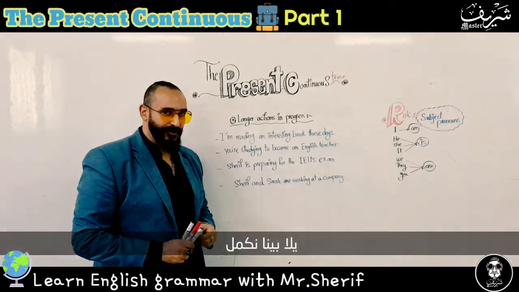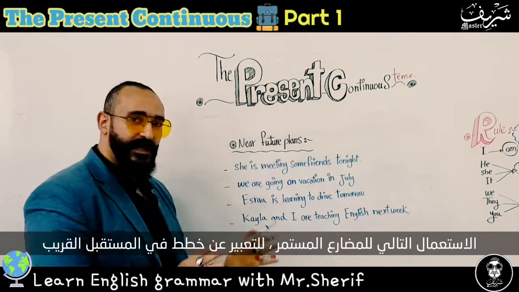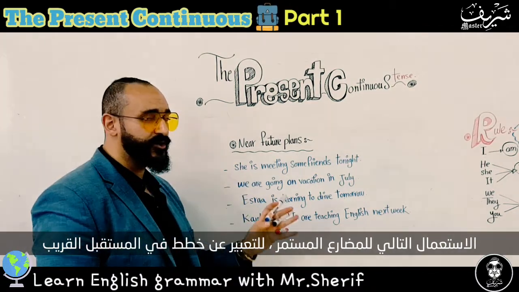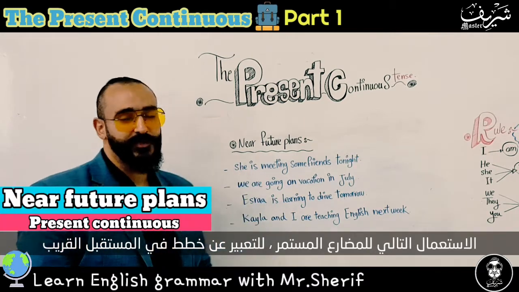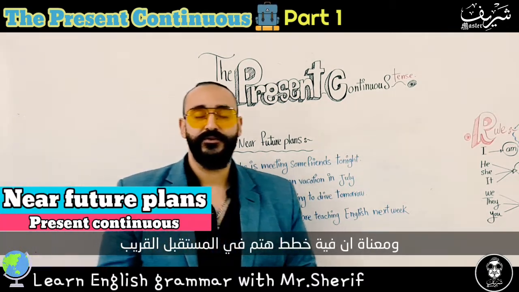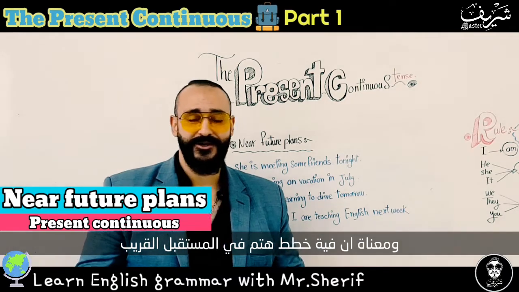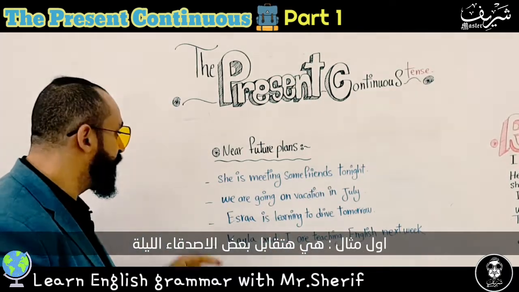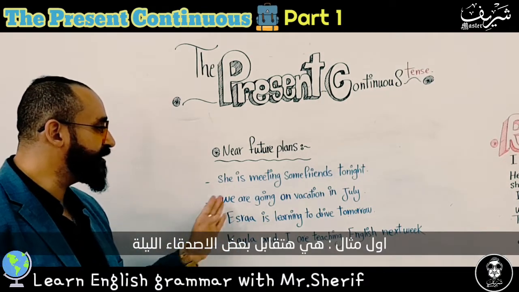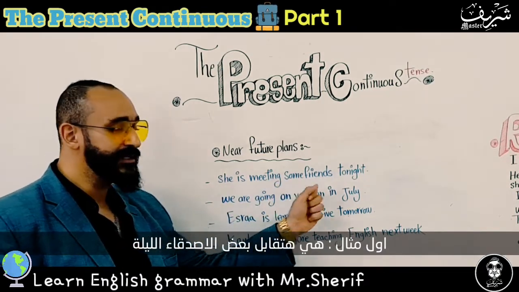So let's move on. So the next usage that we have for the present continuous tense is that we use it for the near future plans. It means that there are some kind of plans is going to happen in the near future. Let's study those examples together. The first one here is that she is meeting some friends tonight.